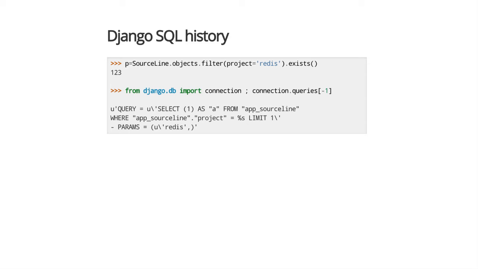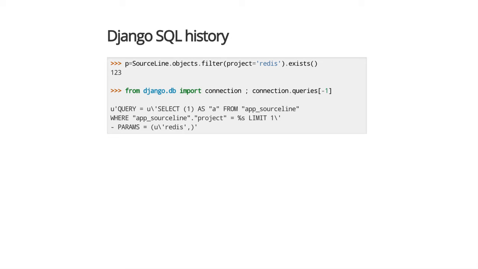Which means that you do something that exists, which is a Boolean you can't get a SQL from, and then you use this history thing to figure out exactly what it was doing. And you can use this to figure out if Django is being efficient or not. And this is the exact query that it uses for exists: select one as from the table where something equals something limit one.